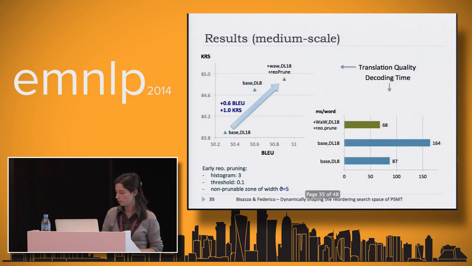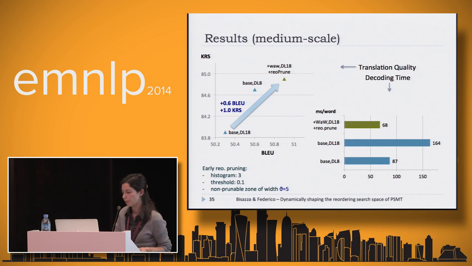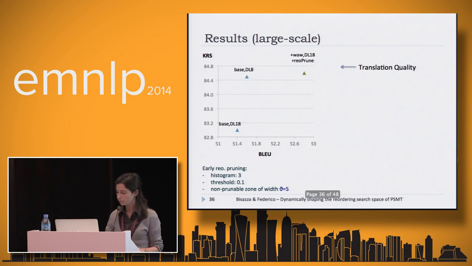And we can also look at decoding times. So this is also a nice result, because as you can imagine, increasing the distortion limit has a very bad impact on efficiency. But when we apply our approach, we have a reduction in time also compared to the original baseline with distortion limit of 8.